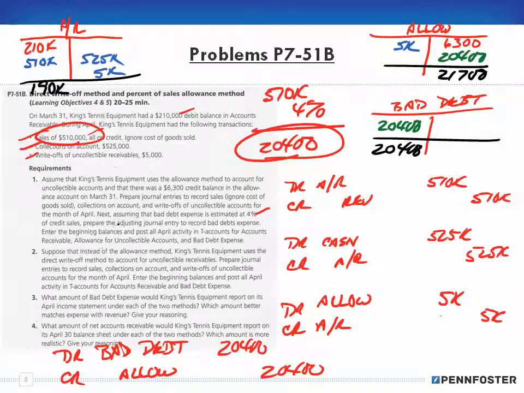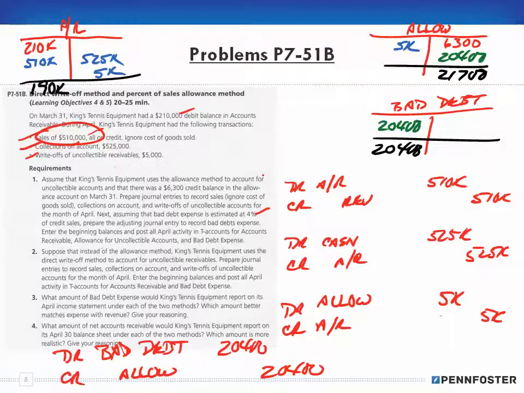Okay. So it says here, prepare the adjusting journal entry, enter the beginning balances, and post all the activity to the accounts. So we did all of that. So that was number one. Here's all of our journal entries. We posted to the ledger accounts, and we calculated the balances in those accounts. All right, so that was number one. And go ahead and pause the video, or if you haven't written all of this down, so that we can move on to number two.